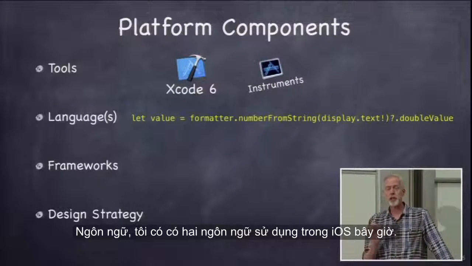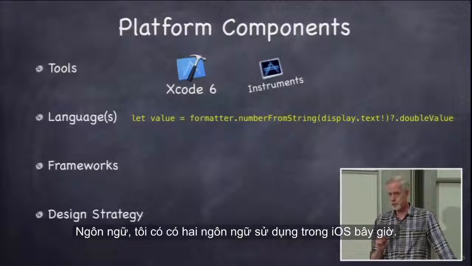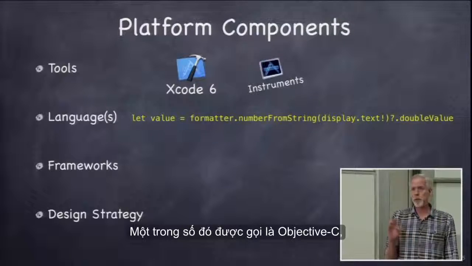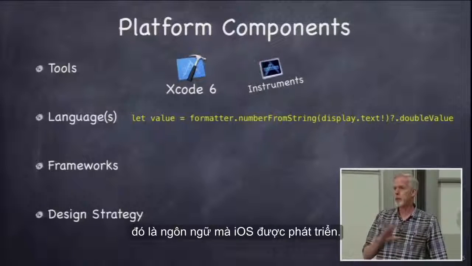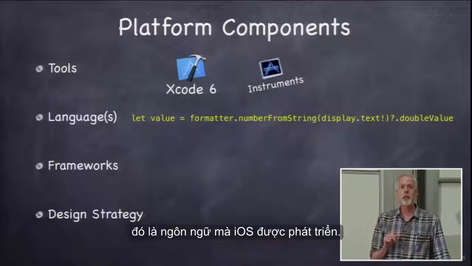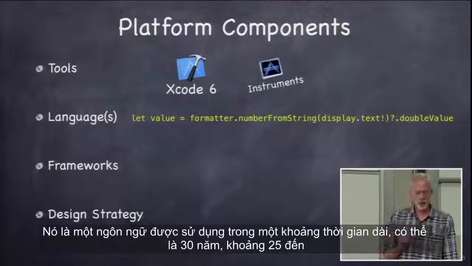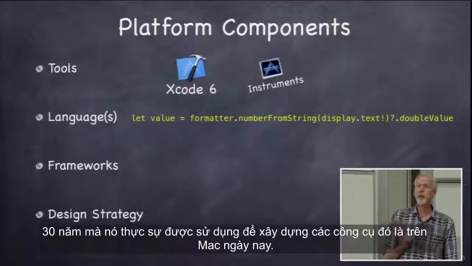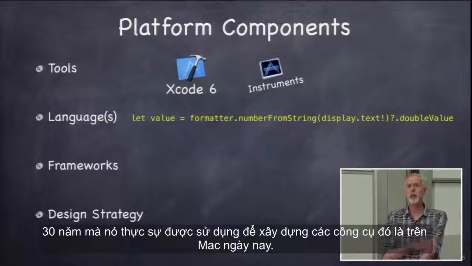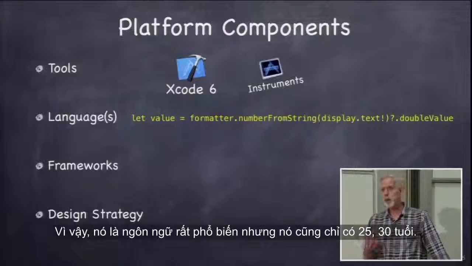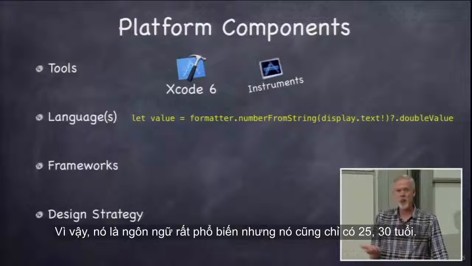Languages. There are actually 2 languages in iOS now. They are peers. You can pretty much use either one. One of them is called Objective-C. That's the language that iOS was originally developed for. It's a language that's been around a long time, probably 30 years. It's been around 25 to 30 years that it's actually been used to build stuff that's on the Mac today. So it's a very mature language, but it is also 25, 30 years old.